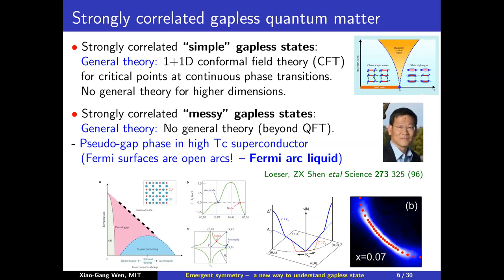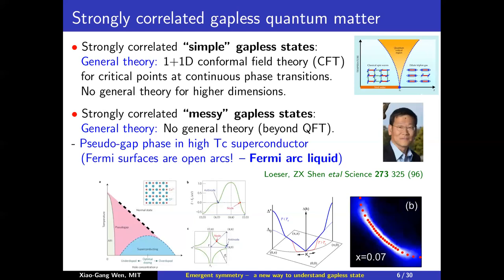So some critical points indeed have well-defined quasi-particles, but there are many other symmetry breaking transitions which don't have a well-defined quasi-particle. The majority of them don't have a quasi-particle, but some of them do. For those, we have very simple field theories to describe them. But for the others, which don't have a well-defined quasi-particle, we start to scratch our heads to see what we should do.